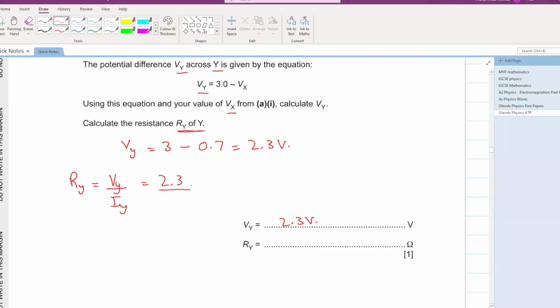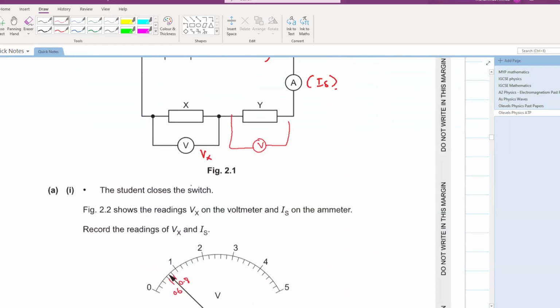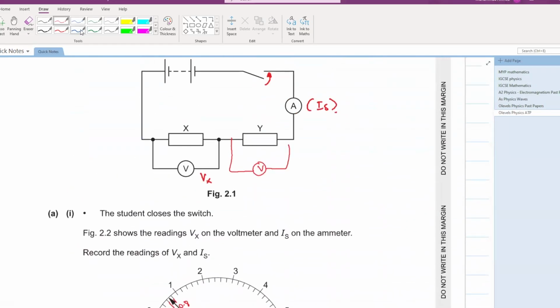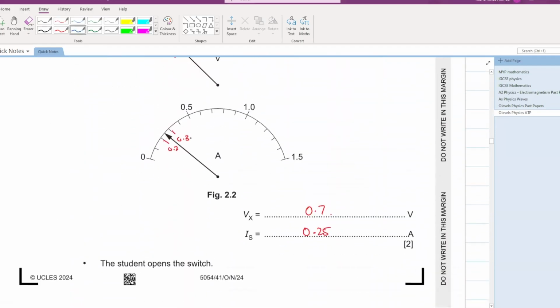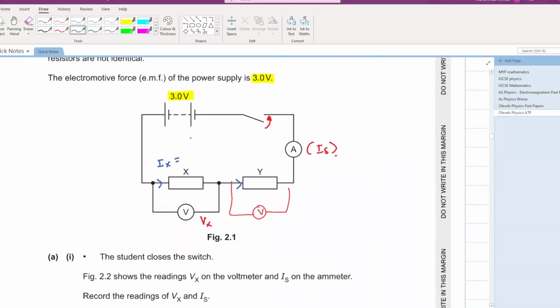2.3. What will be the current across Y? Can you realize this is a series circuit? The current across X was what? The current across X was, I guess, 0.25. Yeah, 0.25. The current across X was 0.25 ampere.